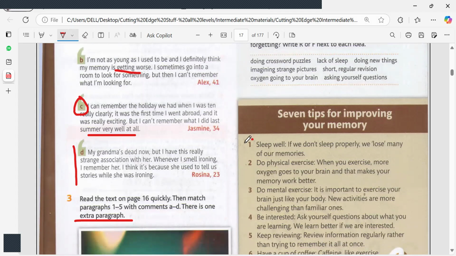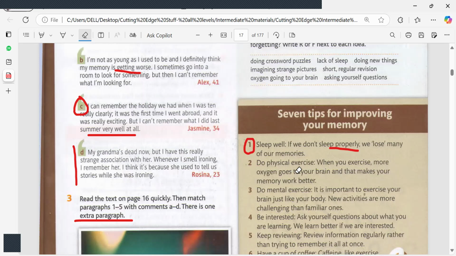Number 1: Sleep well. If we don't sleep properly, we lose many of our memories. You must sleep well at night. Number 2: do physical exercise. When you do physical exercise, more oxygen goes to your brain, and that makes your memory work better.